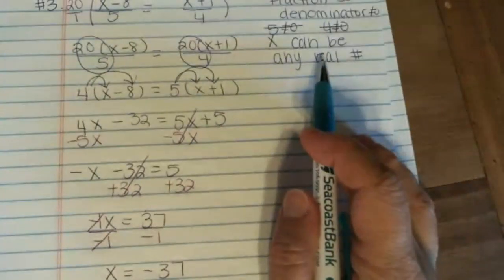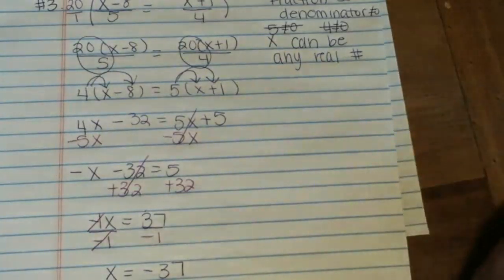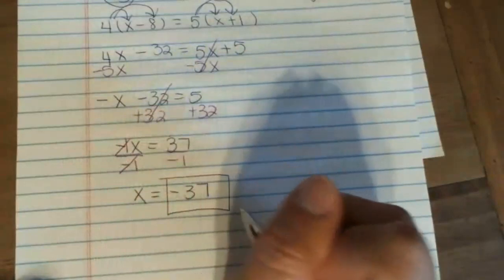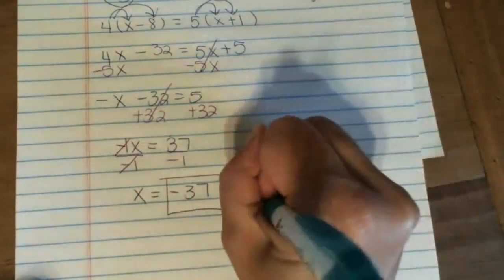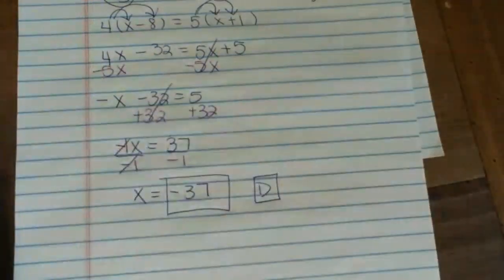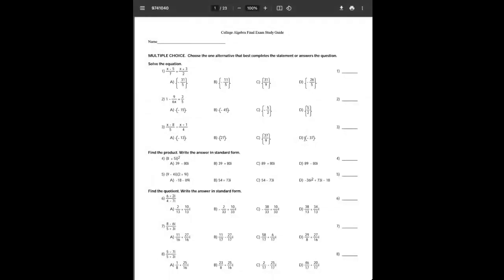Going back to our domain, it's okay that x is negative 37 because we didn't have any restrictions. So boom, that's our answer, negative 37, which is answer choice D. And that's number 3. Going back real quick, just to show you, number 3, our answer choice would be D.